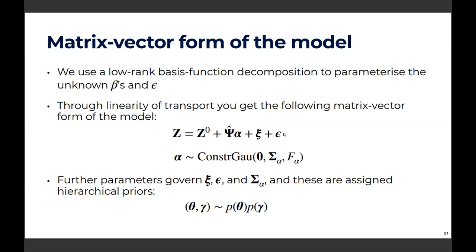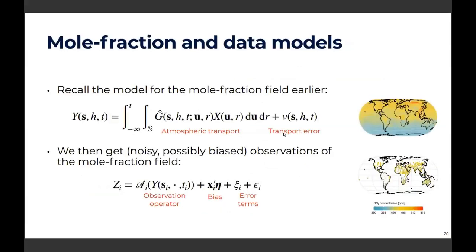Okay. And then it turns out that integrals like the ones shown here are actually linear in some sense. So if you vary the flux field linearly, there's a linear response in the mole fraction field. Now, this wouldn't be true, by the way, if CO2 had significant chemical reactions in the atmosphere. It just turns out it doesn't. So it turns out it's pretty linear.